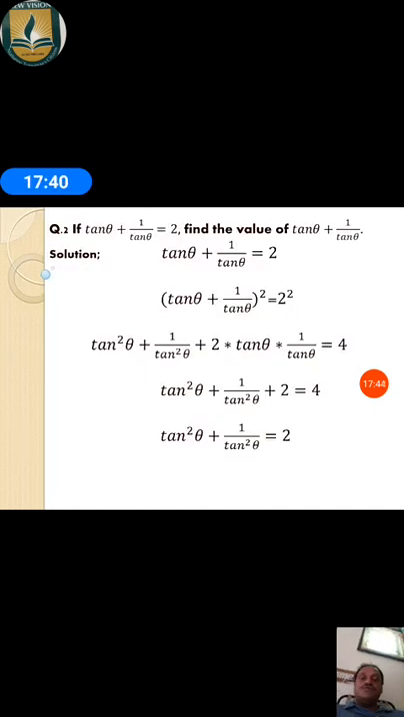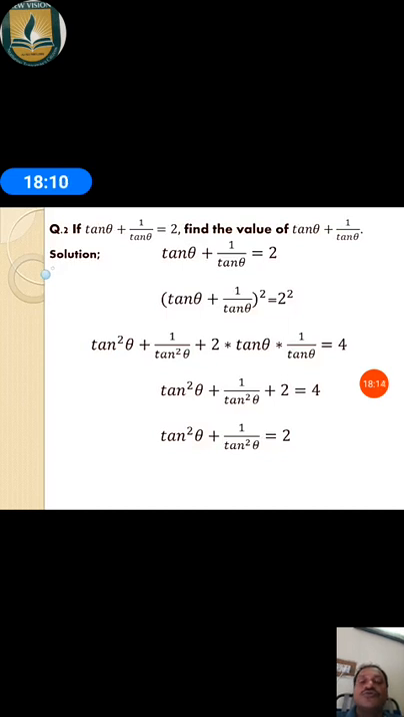Now, as we have got different problems, now the second problem: if tan theta plus 1 by tan theta is equal to 2, find the value of tan square theta plus 1 by tan square theta. That is what the problem actually is. It is a printing mistake; it is given, find the value of tan square theta plus 1 by tan square theta. It is given that tan theta plus 1 by tan theta equal to 2.